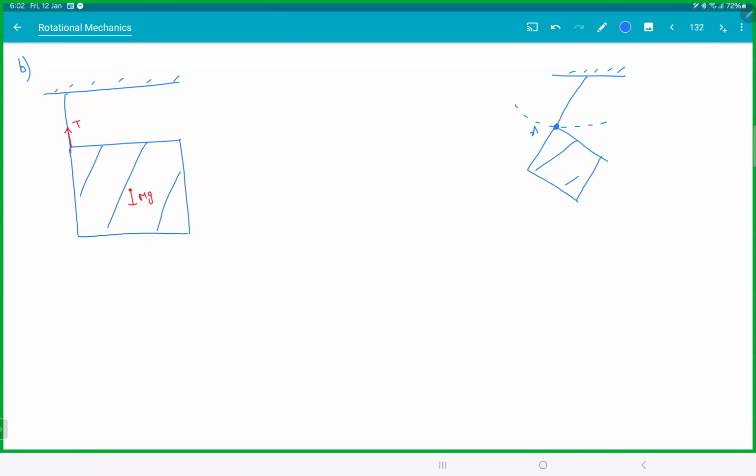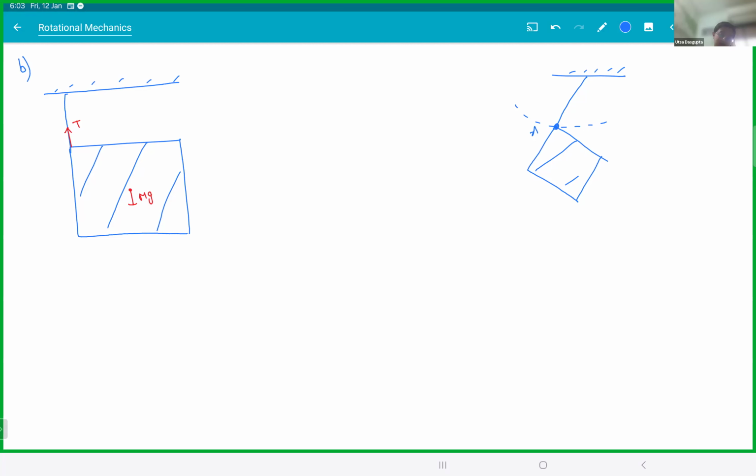In the previous one, we could have taken torque about the center of mass and we could have got NX, but you'll still get stuck in the previous question. Then NX and NY both torques will come, right? You're still stuck with an equation with two variables. You need a second equation.